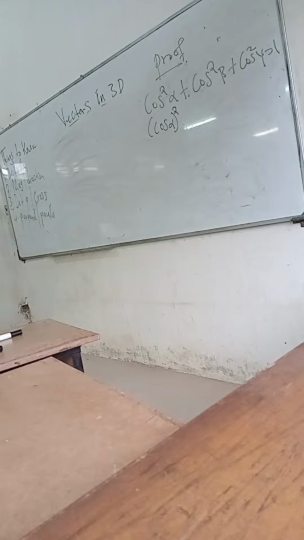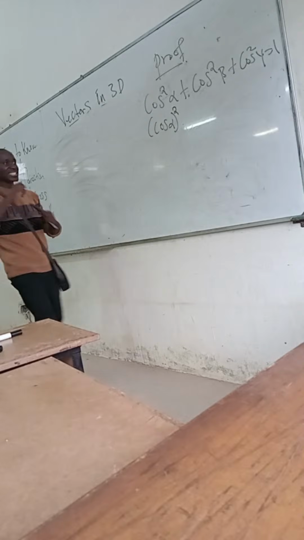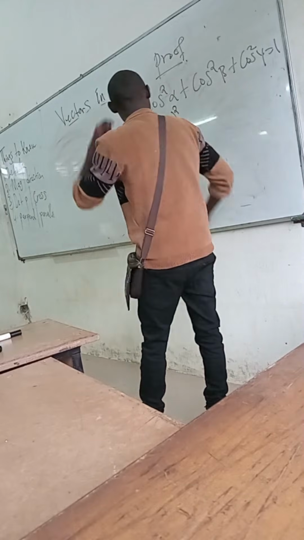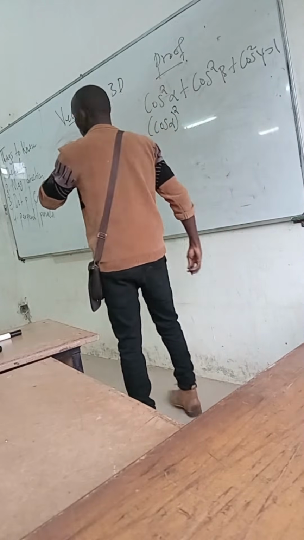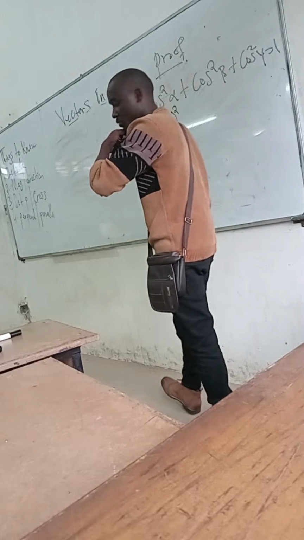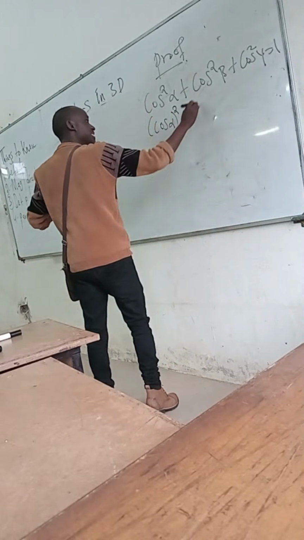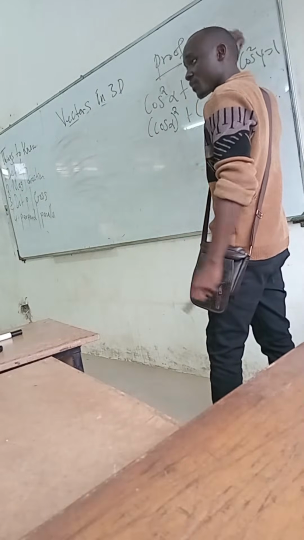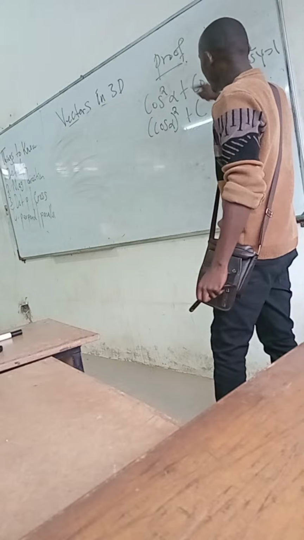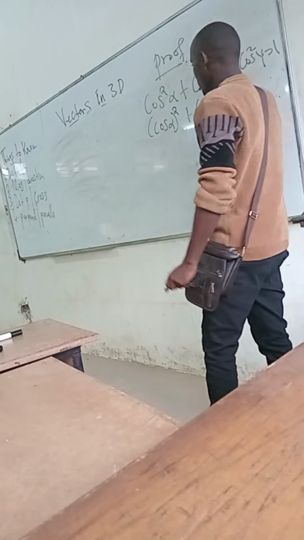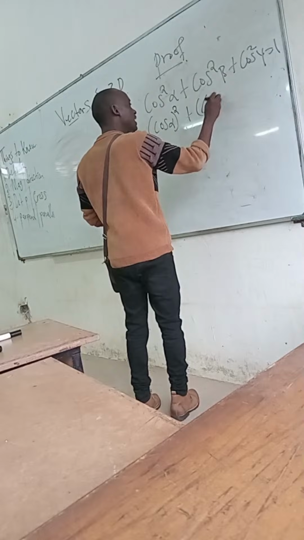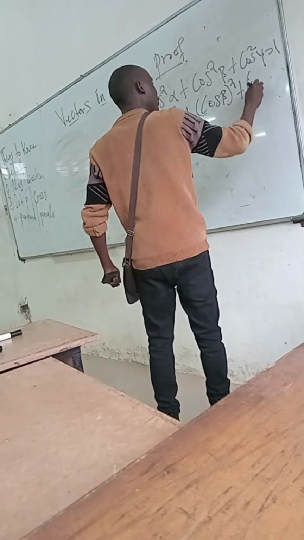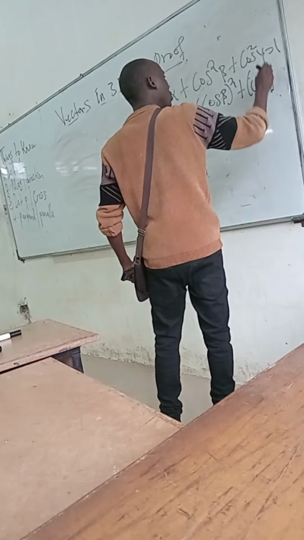If you don't have math, physics will be a challenge for you. Plus, what does cos squared beta mean? What is the other way of writing cos squared beta? That means cos beta squared, plus again cos gamma squared, equals 1.